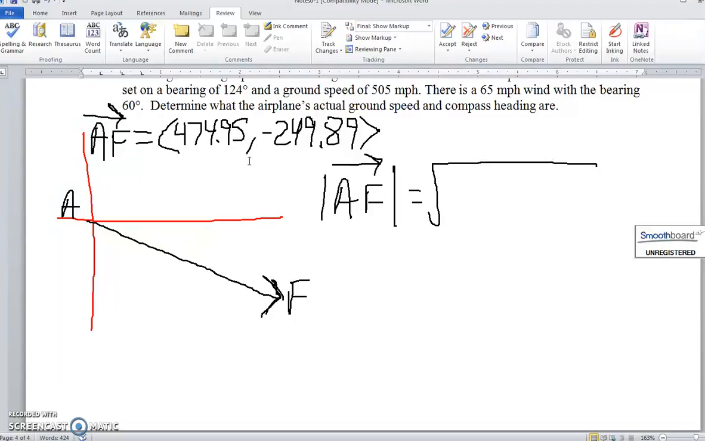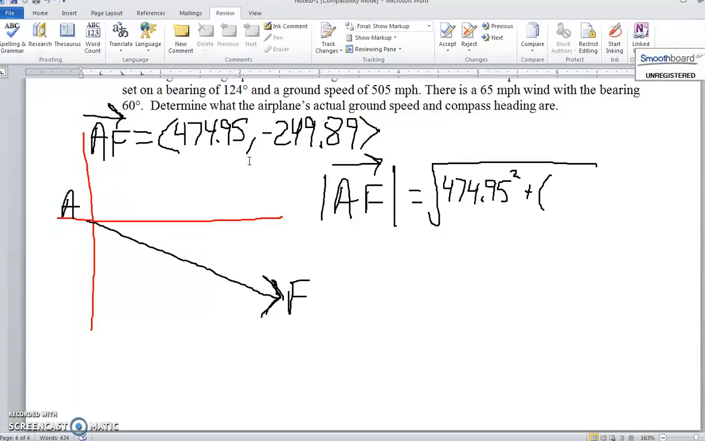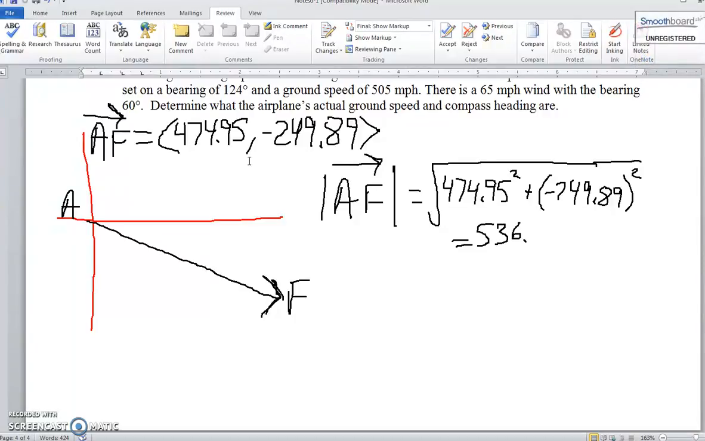I would take 474.95 and square it. And to that, I'm going to add negative 249.89. Okay, and square that, and then I'm going to take the square root of all of that, and I end up getting 536.68. That's the magnitude, and in this case, it's going to represent our speed, which is miles per hour.